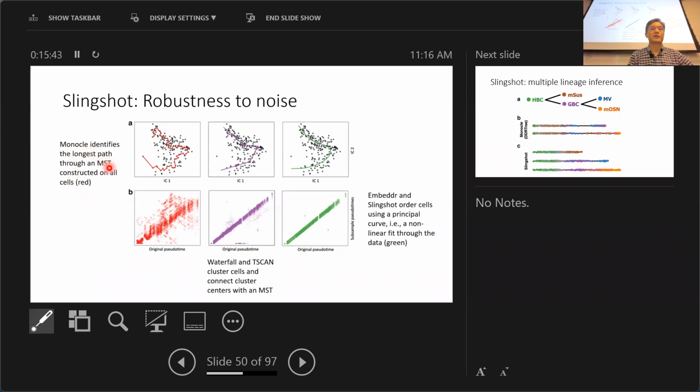They explain the difference between the algorithms. Okay. So Monocle 1 uses the longest path through the minimum spanning tree. The others do the cell clustering first, then build the minimal spanning tree across clusters. Well, Slingshot instead uses this principal curve. Okay.